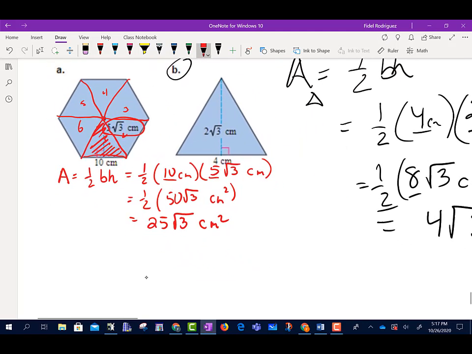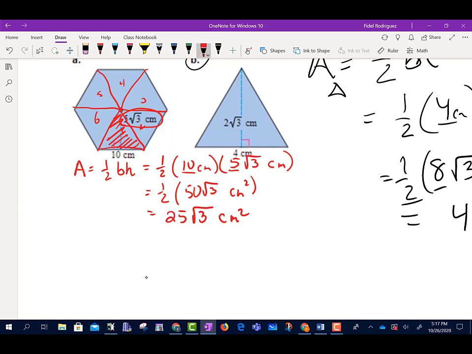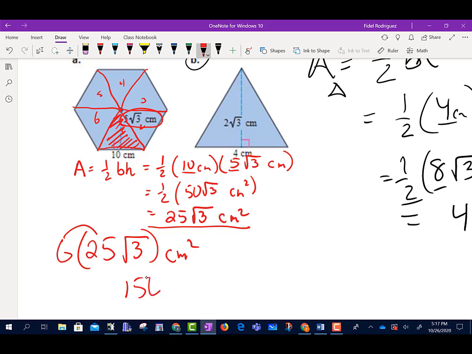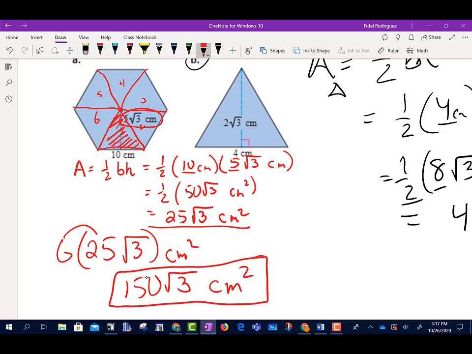So now, if we want to find the area of the whole thing, we're going to take this number here and multiply it by 6. So 6 times 25, if you had 6 quarters, you should have $1.50, so 150 times the square root of 3 centimeters squared. Okay, so part A was a little bit more challenging in that I had to examine what was really going on there, and take a closer look.